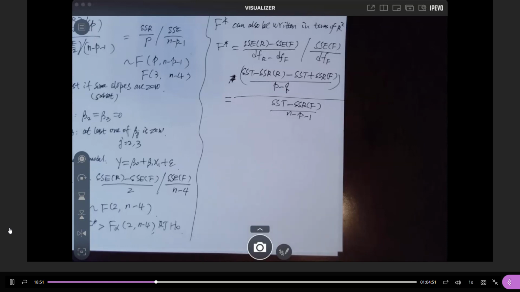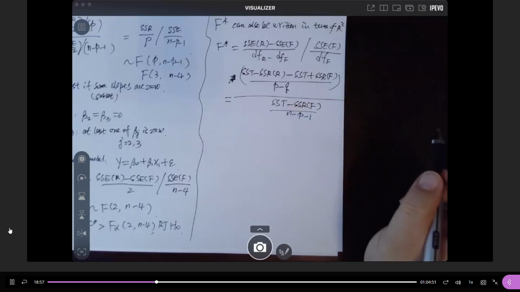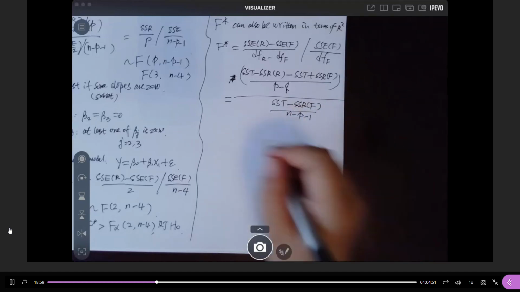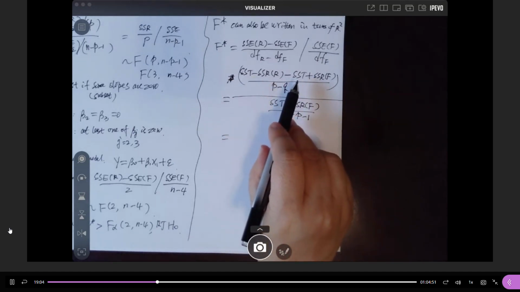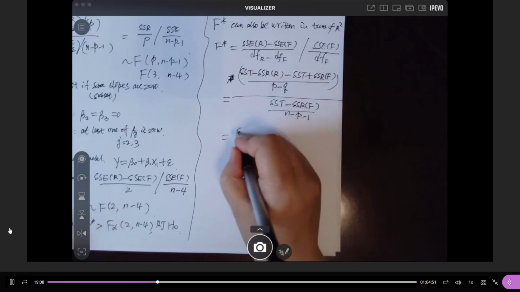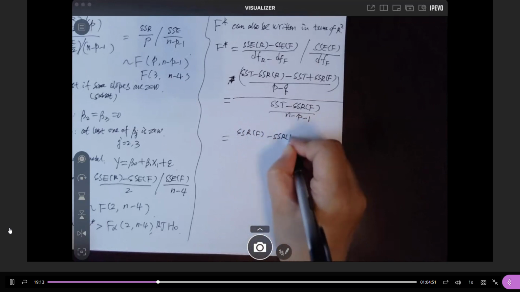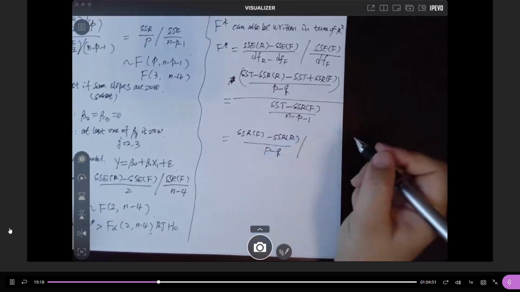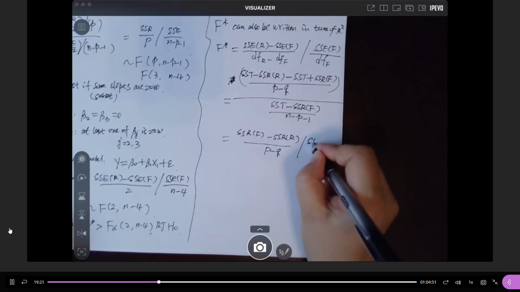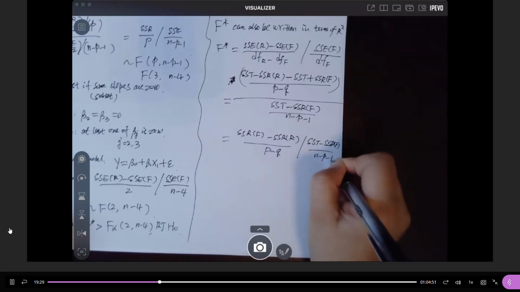Still, you should be able to recognize the formula, right? All I did is replace SSE by the difference of SST minus SSR. Then the SST cancels, right? Because SST is the same no matter what model you use. So you basically have SSR for the full model minus SSR for the reduced model over P minus Q. And here you still have the same SST minus SSR for the full model and minus P minus 1. All right?